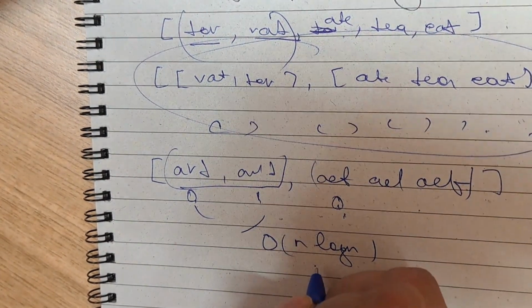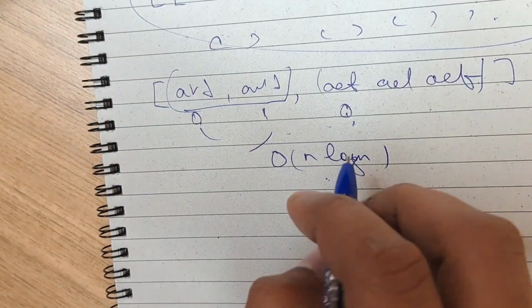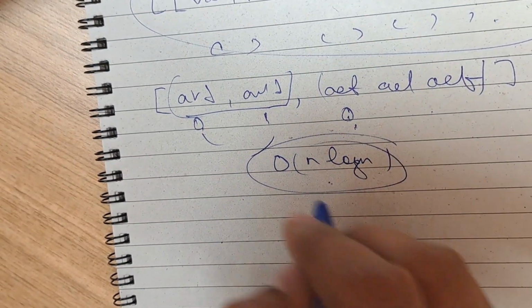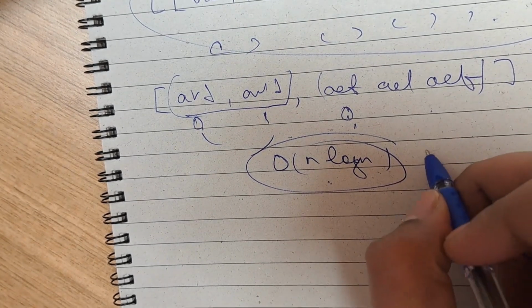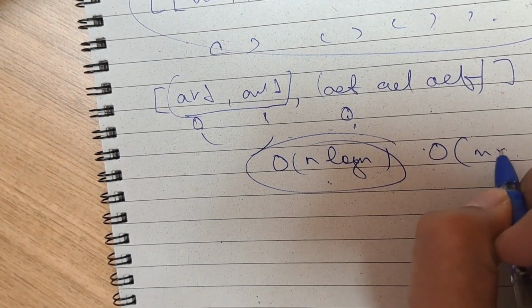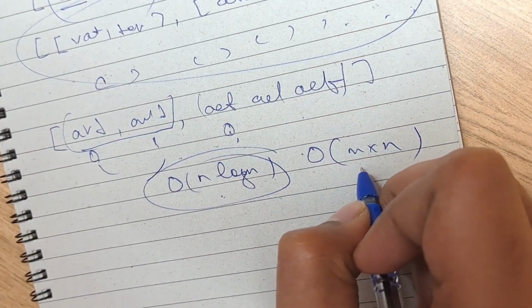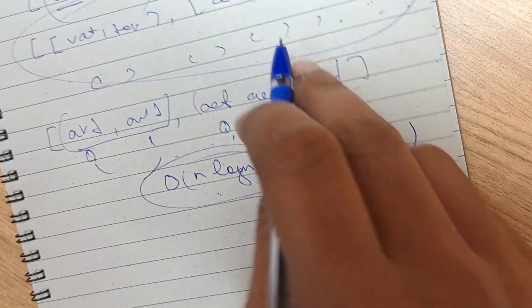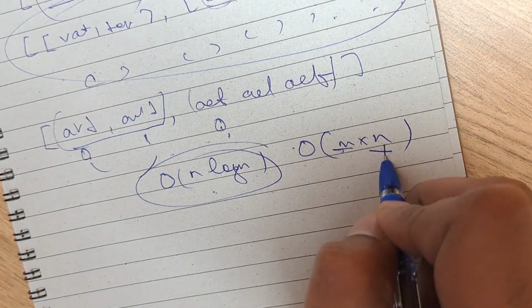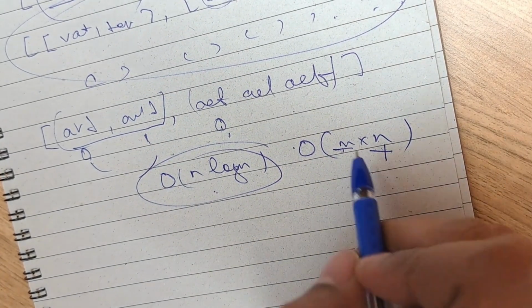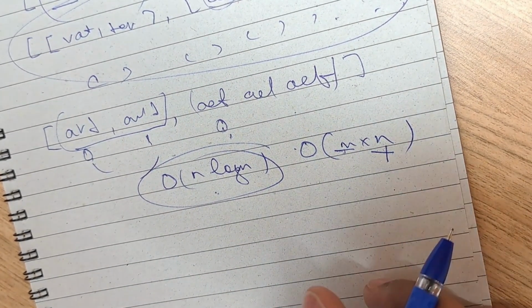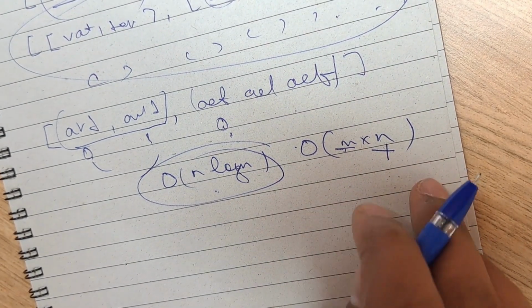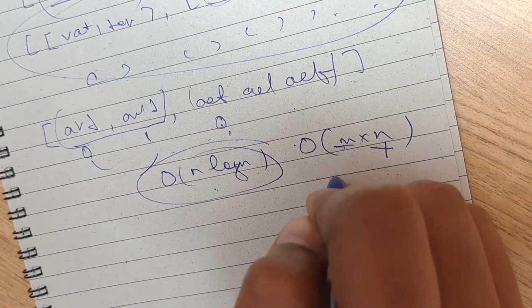There's the sorting. There is time complexity for sorting, big O of n log n. On top of that, we have big O of m into n. And what is big O of m into n? m would be the size of each string, and n is the number of strings. So m is, let's say, the maximum size of a string. So this is very, very bad.